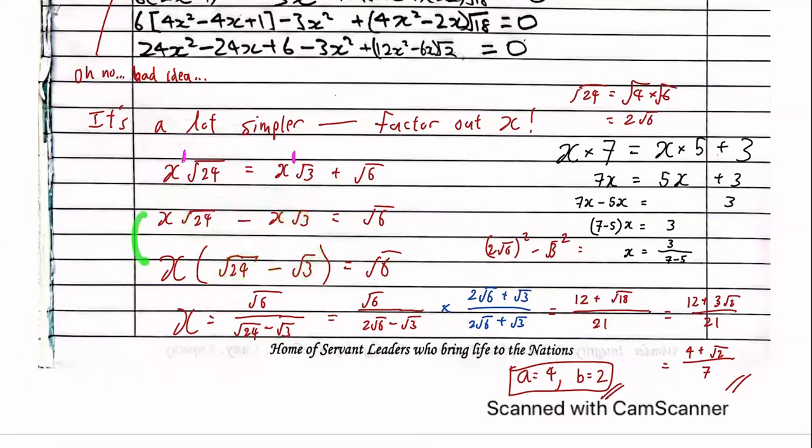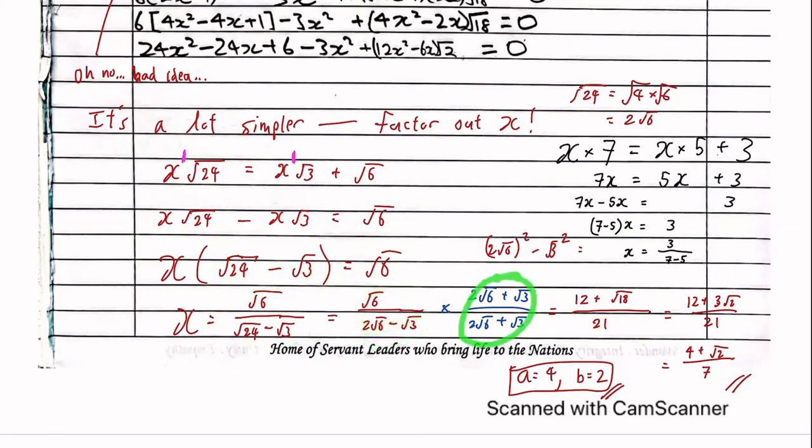Some students get confused by this. Is it clear to you? Then the right hand side is just root 6, leave it alone. Then what you do now, root 24 minus root 3, bring it over. So divide over. Then root 6 over square root 24 minus root 3. You can simplify, you get root 6 over 2 root 6 minus root 3.